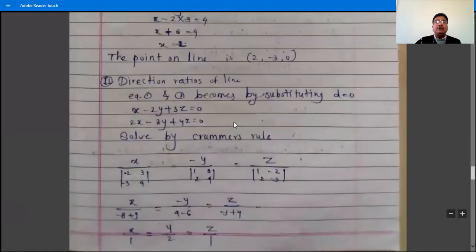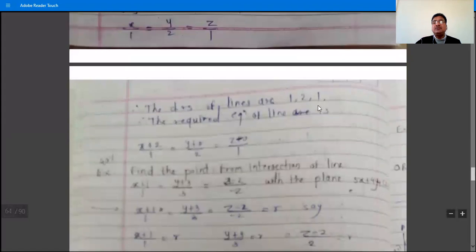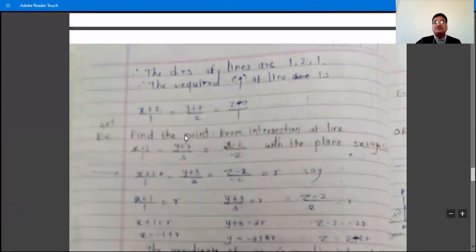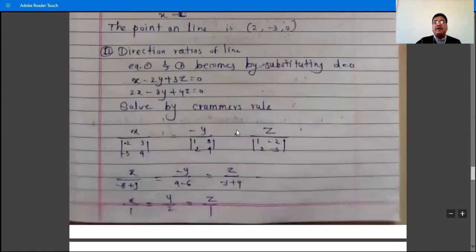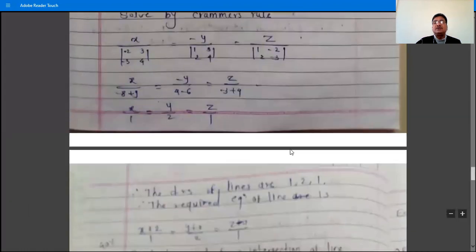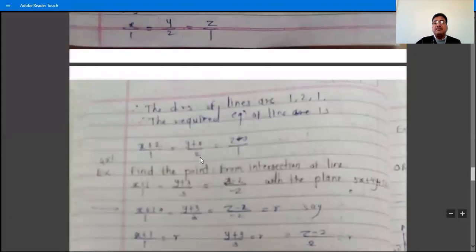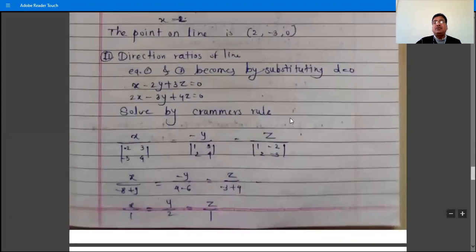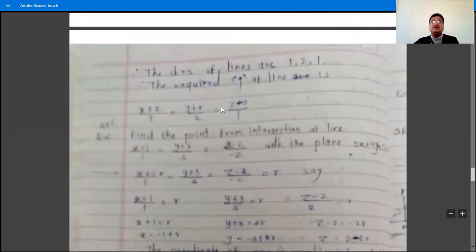So we have the point on the line, minus 2, minus 3, 0. And we have the direction ratios of the line, that is the values of a, b, c: 1, 2, 1. And therefore the required equation of the line is x plus 2 divided by 1, y plus 3 divided by 2, and z minus 0 divided by 1, that is z by 1. So this is the required equation of the line in symmetrical form.